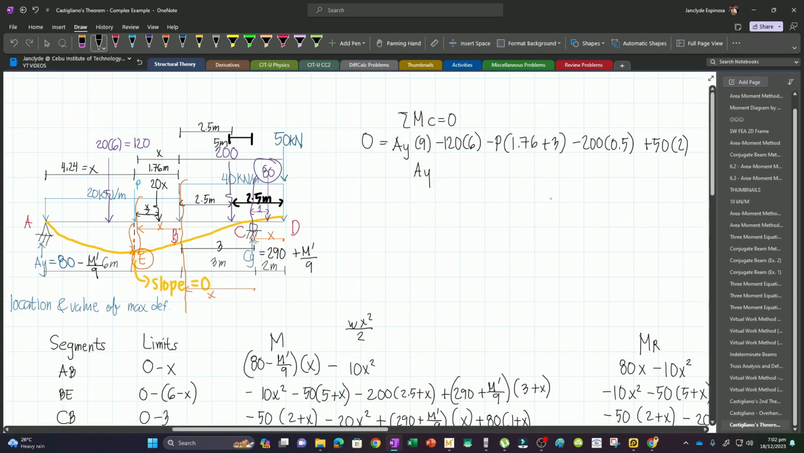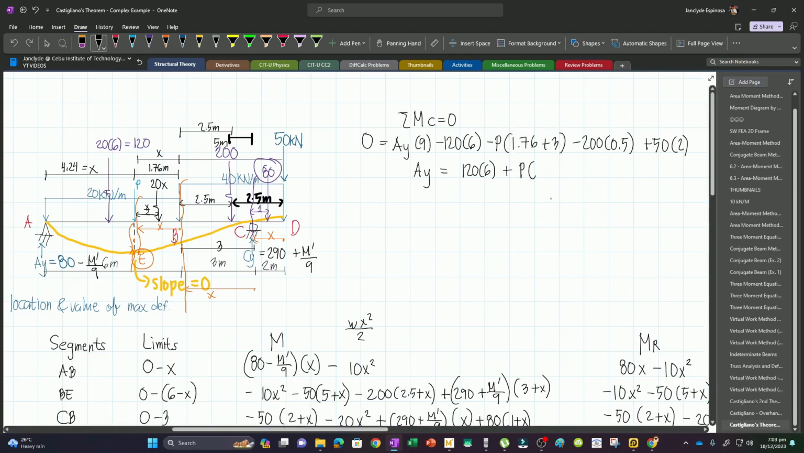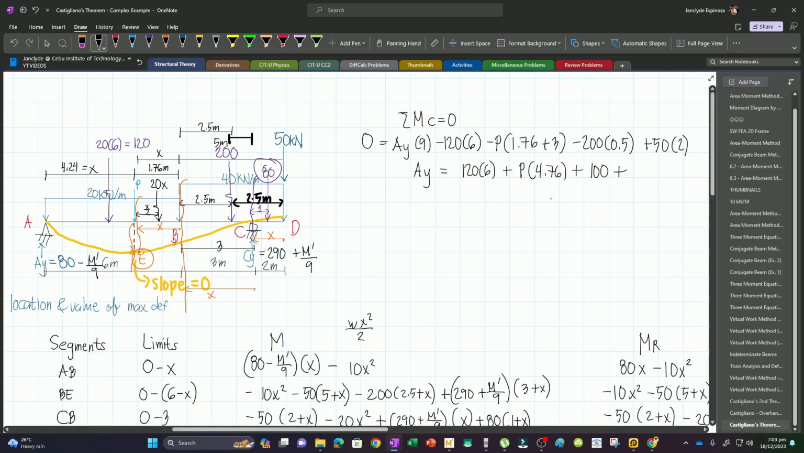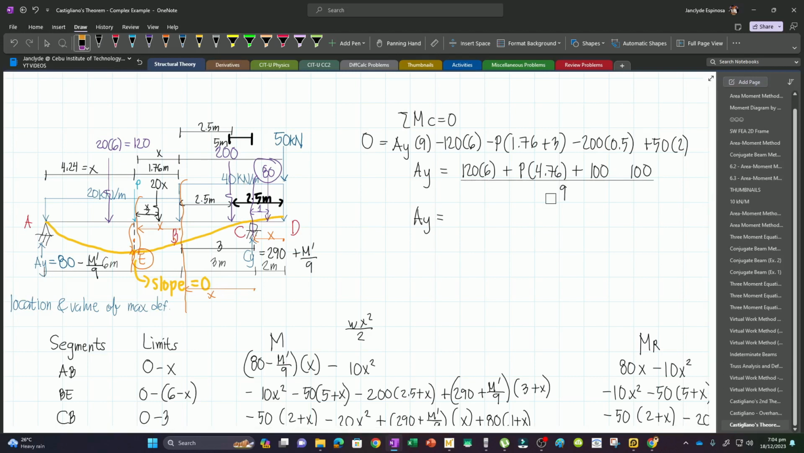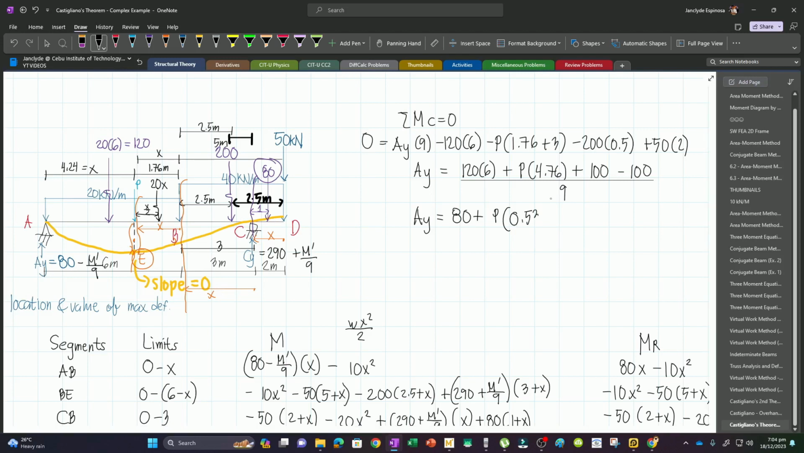So AY is equal to 120 times 6, plus P times 4.76, plus 200 times 0.5, which becomes 100, plus 50 times 2, which is also 100, and then I will divide this by 9. So this will be 80 plus P times 4.76 divided by 9, which is approximately 0.53. So 0.53P.